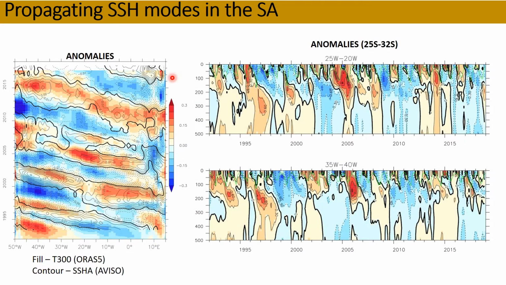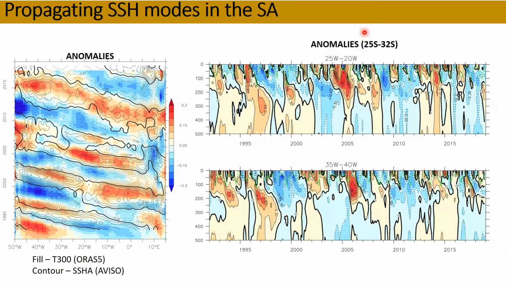Look at this surface height propagation at the interannual time scale. The contours are the AVISO sea surface height anomalies, and the field is the temperature at 300 meters from ORAS5. We see that generally these anomalies are associated with the thermosteric component of the sea level, and not only at the surface, but sometimes even at the subsurface. For example, this one in 2005.